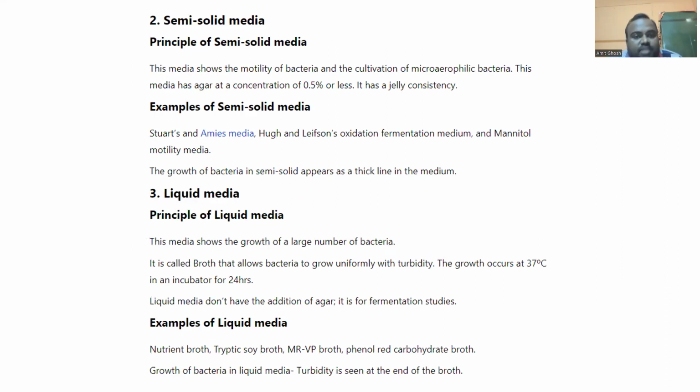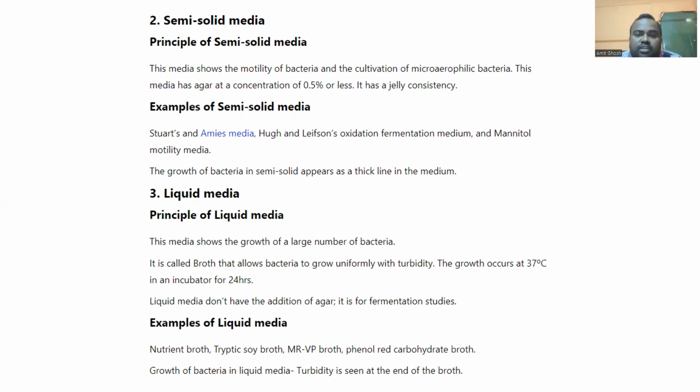And now, what is semi-solid media? What is the principle of semi-solid media? This media shows the motility of bacteria and cultivation of microaerophilic bacteria. This media has an agar concentration of 0.5% or less, and it has a jelly consistency.